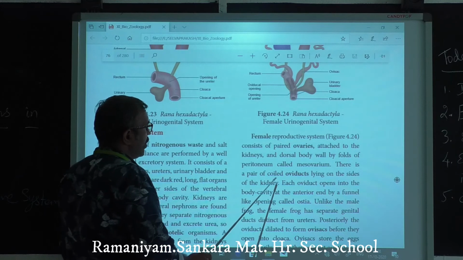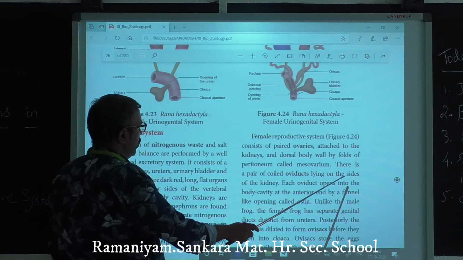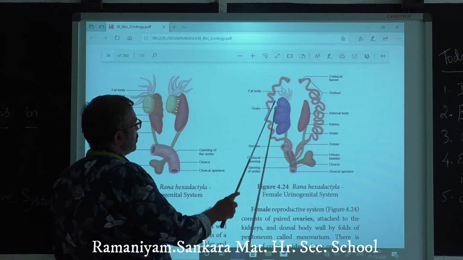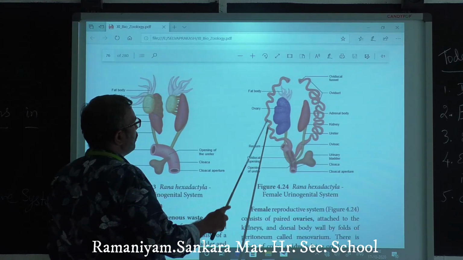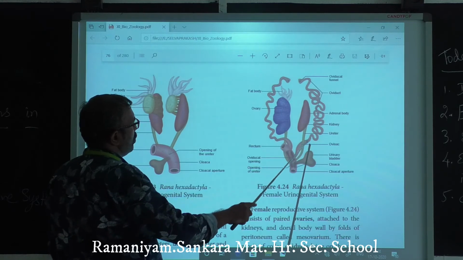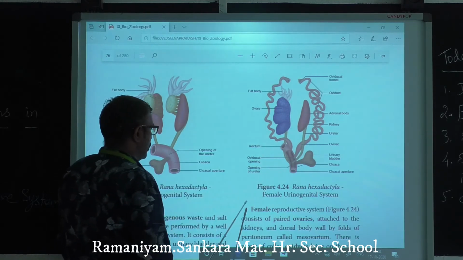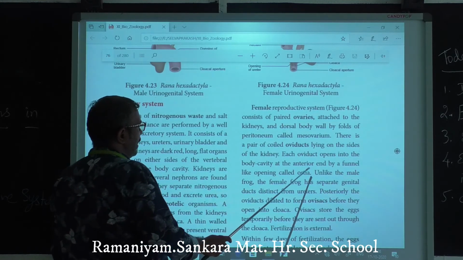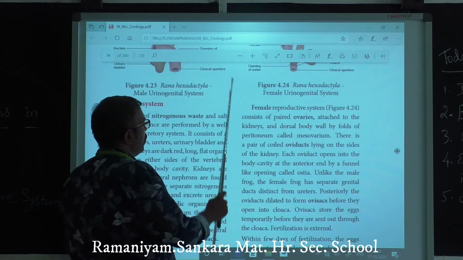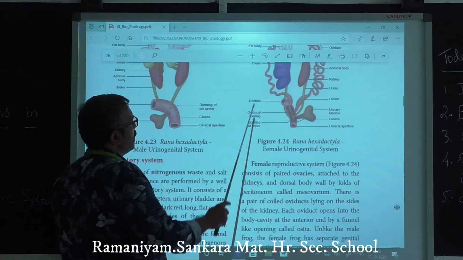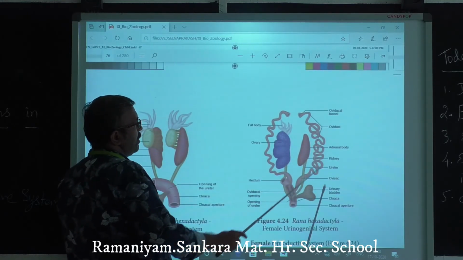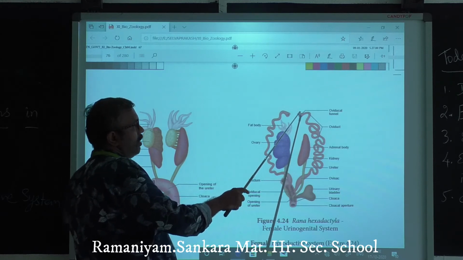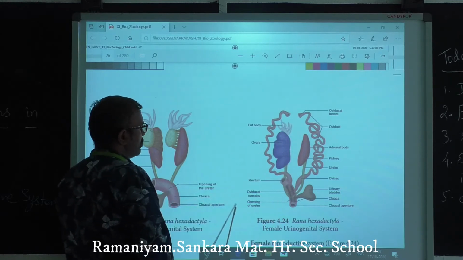There is a pair of coiled oviducts lying on the side of the kidney, attached to the ovary. This is called the pair of oviducts. The oviducts open into the body cavity at the anterior end through a funnel-like opening called the ostium.